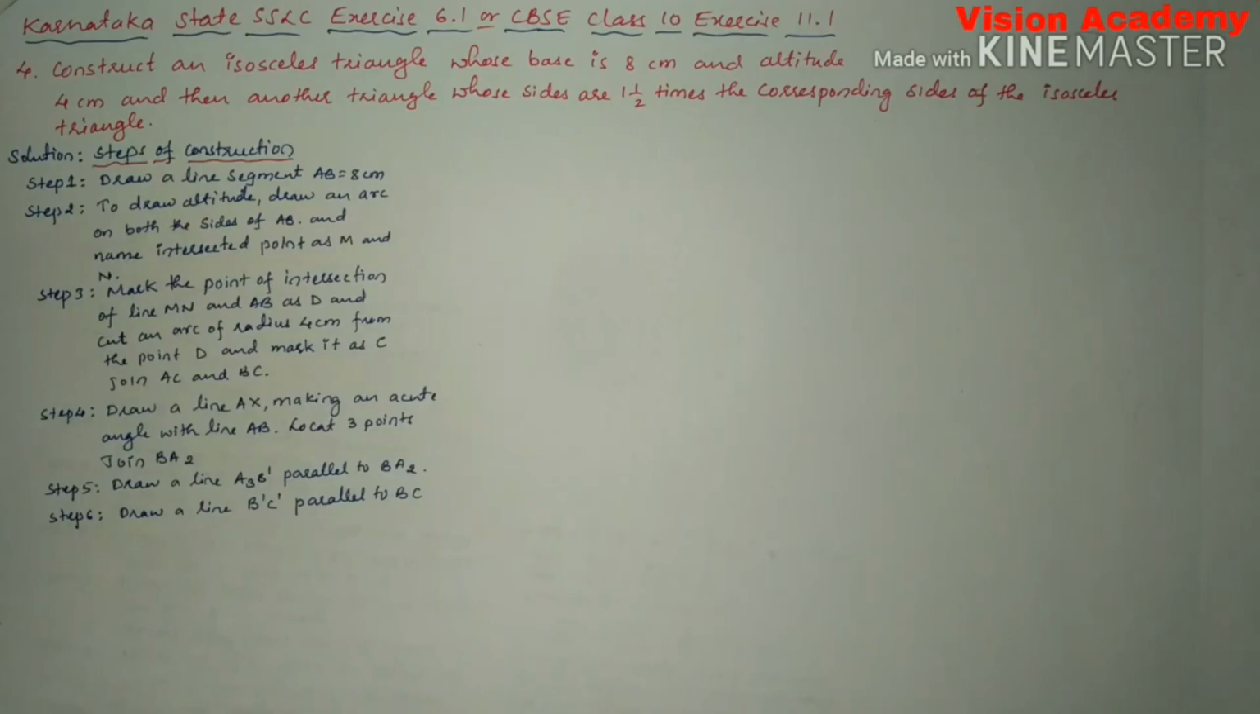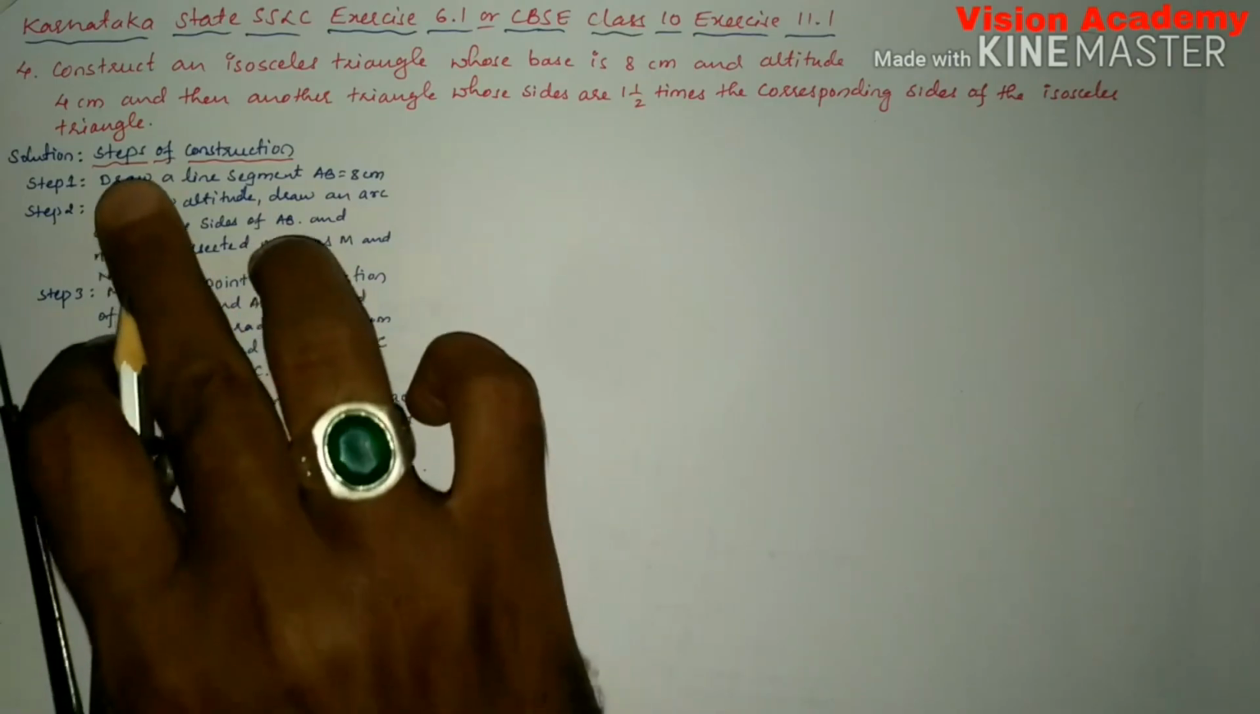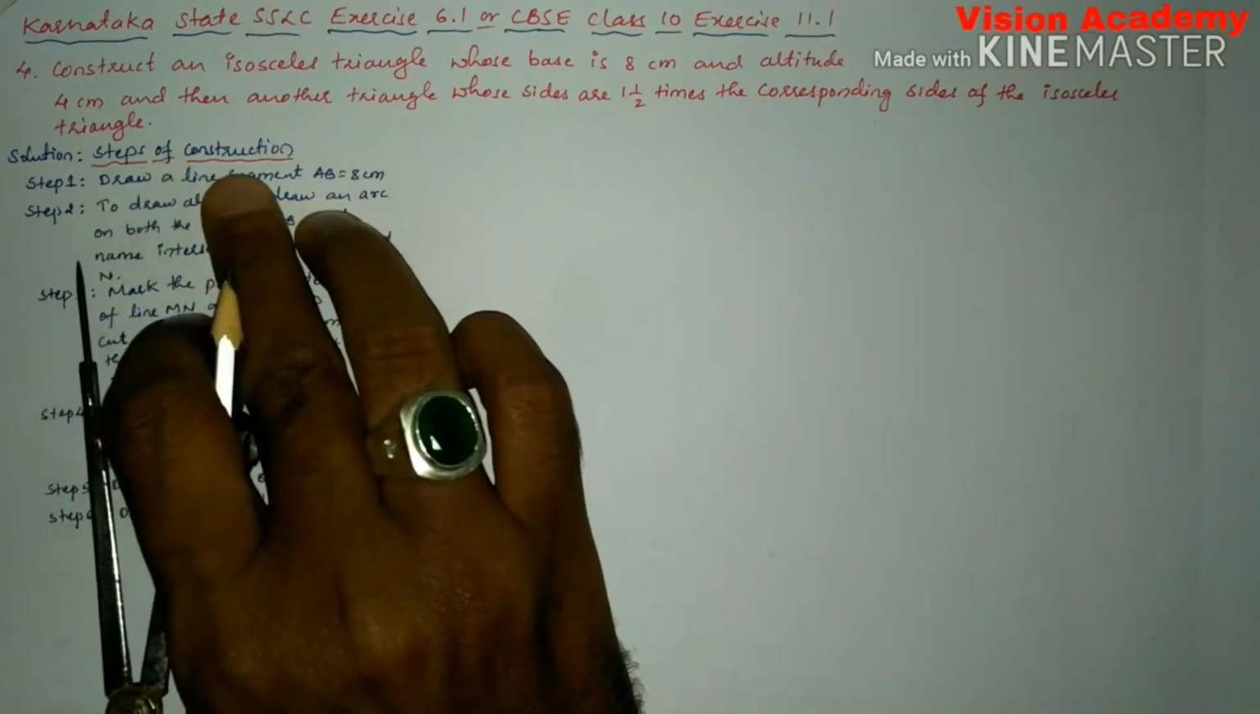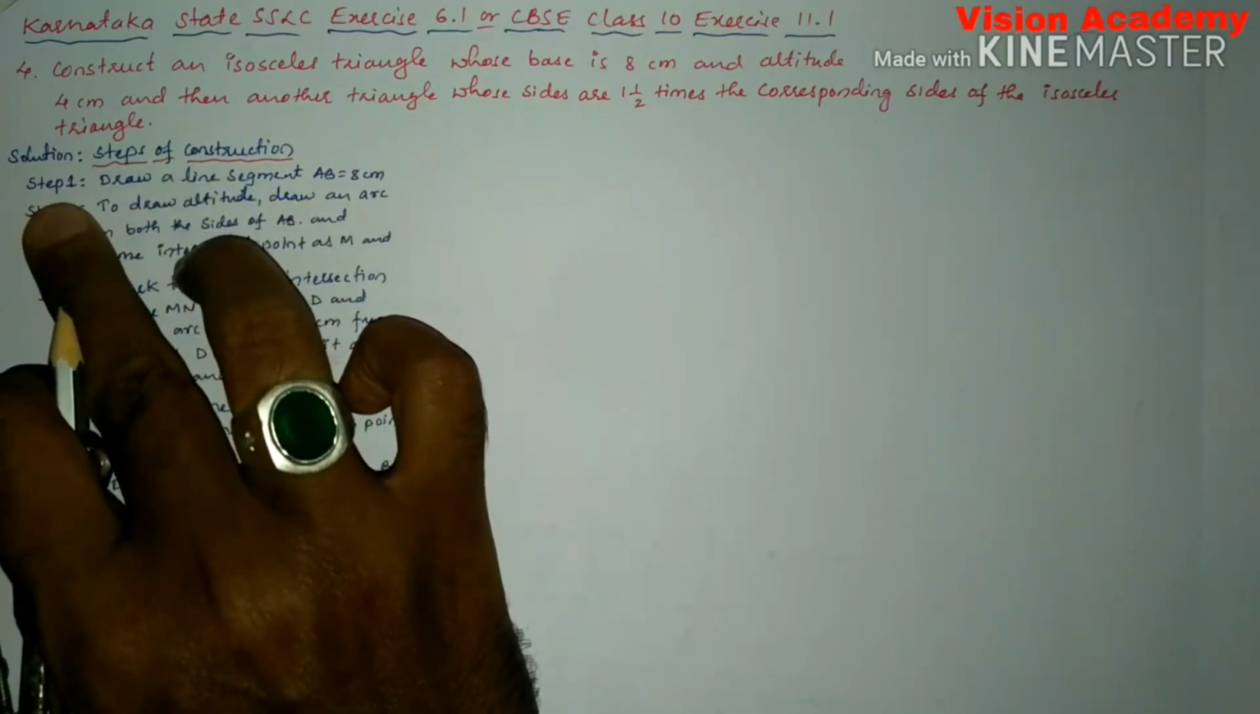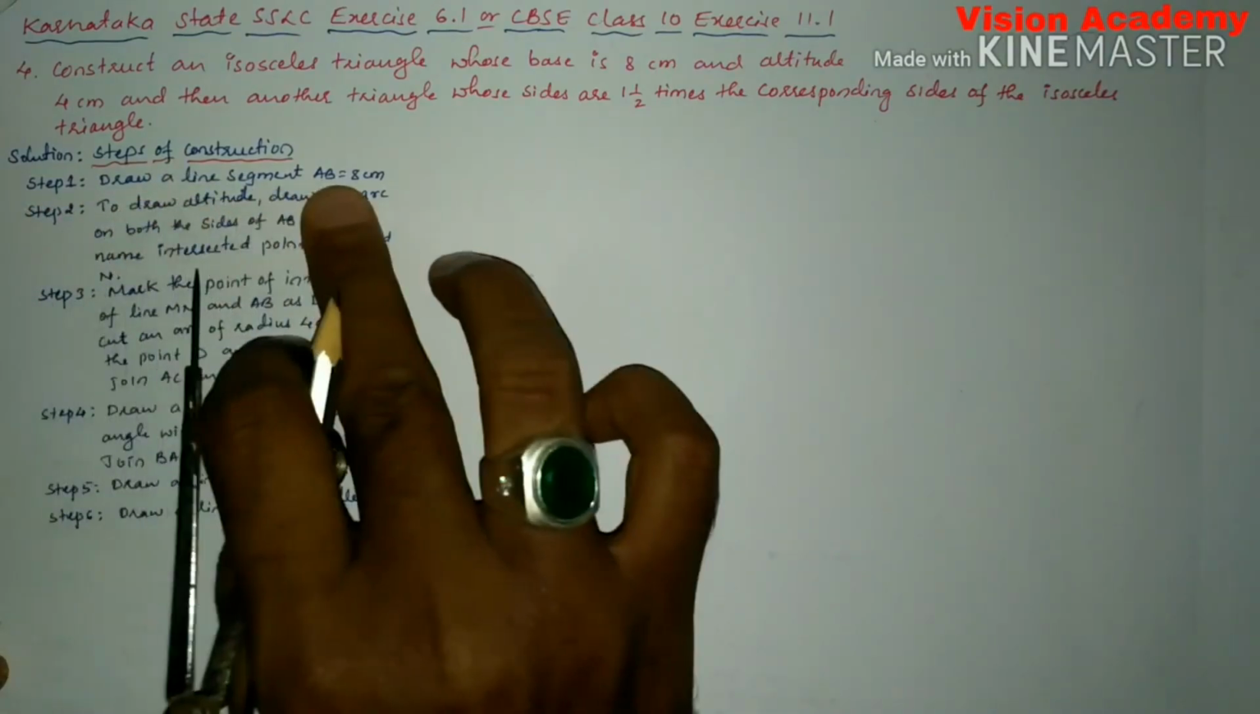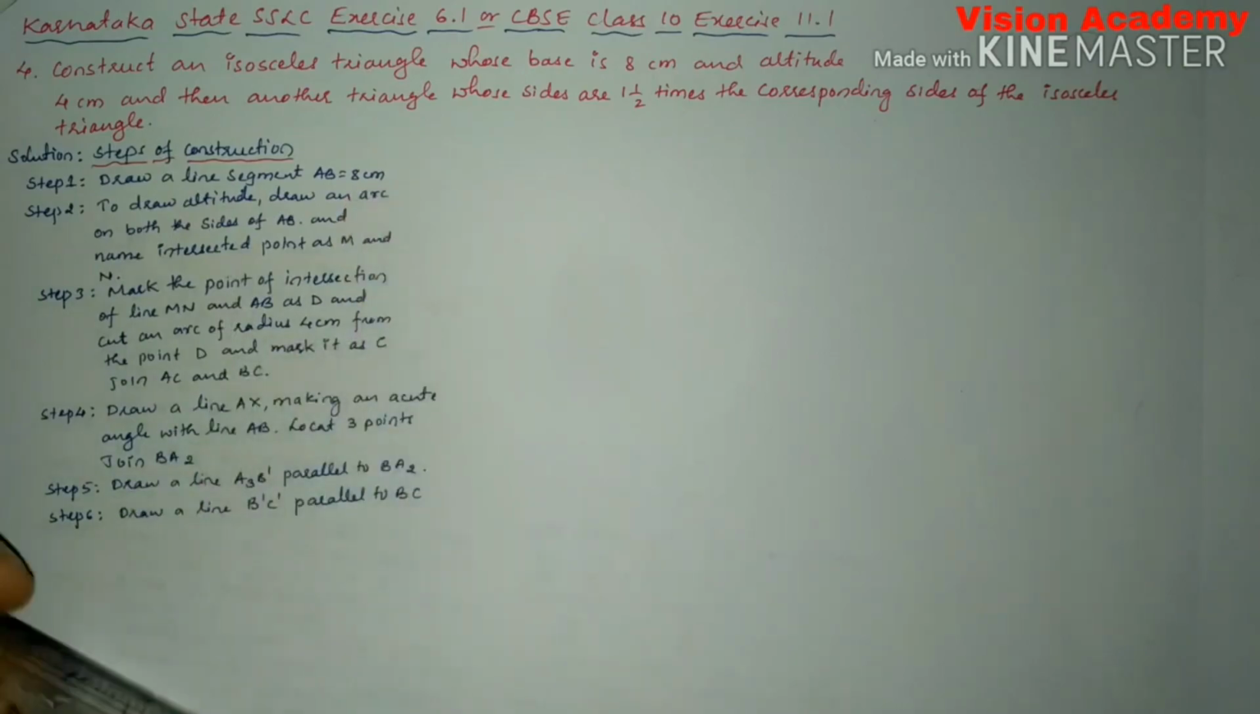Question number 4. Construct an isosceles triangle whose base is 8 cm and altitude 4 cm, and then another triangle whose sides are 1/2 times the corresponding sides of the isosceles triangle. Now let us find the solution for the given problem, and here we have the steps of construction. Let us continue with step number 1. Draw a line segment AB equal to 8 cm.